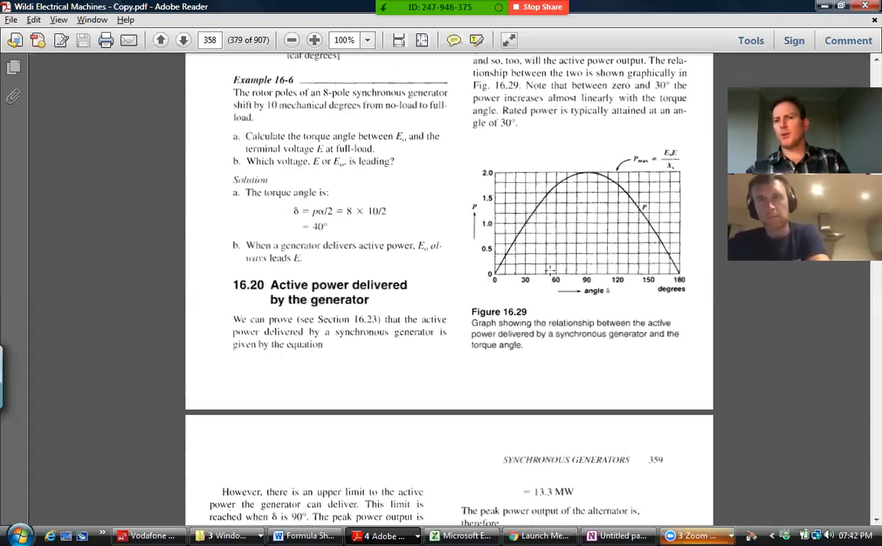As we push that torque angle higher and higher, we open the turbine steam valve, we try and drive it more and more. We eventually get to a maximum power there, which will correspond to 90 degrees. That means if you have a south pole and a north pole of the stator, the rotor pole will be exactly halfway between the two of them.